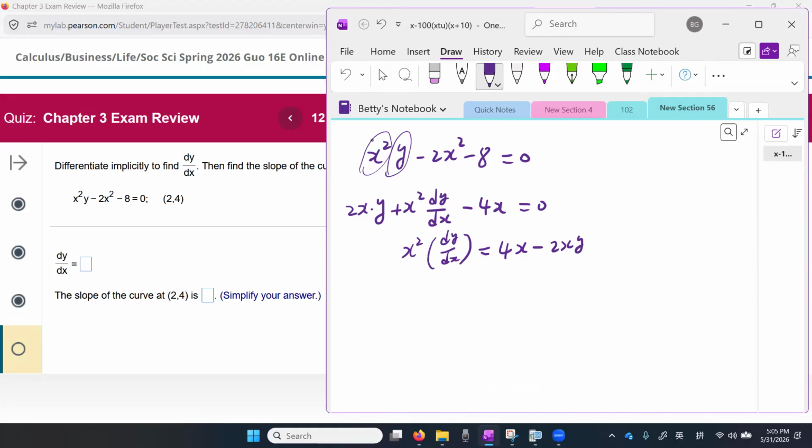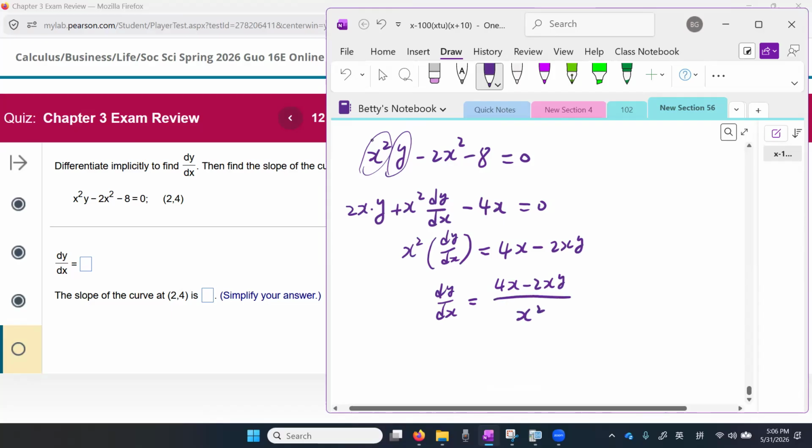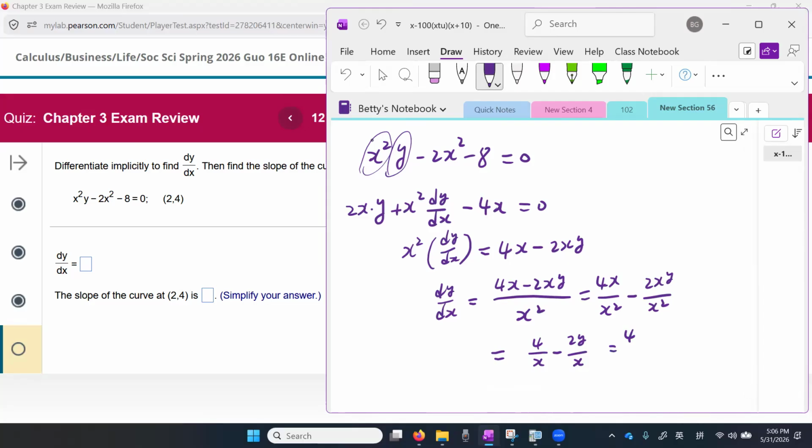We divide each side by x squared, and dy dx equals 4x minus 2xy over x squared. And that actually is 4x over x squared minus 2xy over x squared. You can simplify, you have 4 over x minus 2y over x. 4 minus 2y over x.